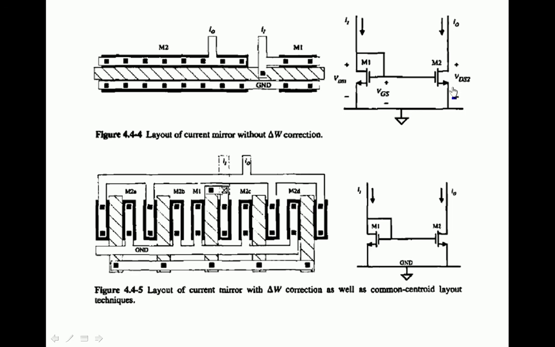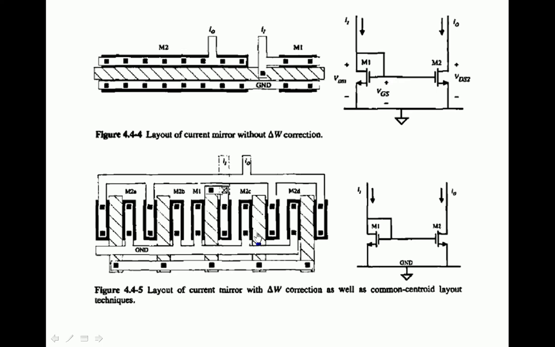This is a simple current mirror, without width correction. Here this is the M2 transistor and this is the M1 transistor, with drain and source. This is polysilicon, and this contact shows that drain and gate are shorted for the M1 transistor, and there is no short over here. So the M2 transistor has a width equal to 4 times that of M1. Without width correction, M2 is a single transistor.